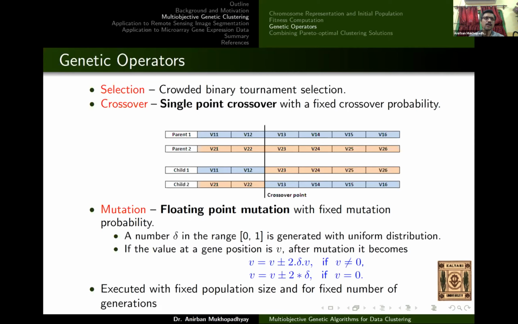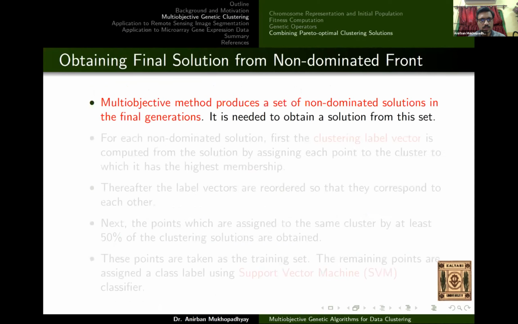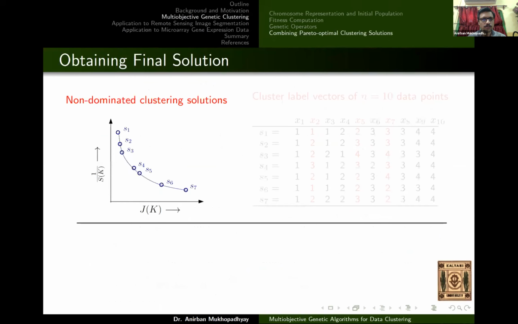As I said, it is very unlikely to get a single best solution that gives the best value for both the objective functions. The more practical case is that we obtain a set of trade-off solutions. Let me give you an example of a set of trade-off solutions like this. Suppose these are the final set of seven clustering solutions that we get. One objective function is the J value, another objective function is the reciprocal of the separation value. So both are minimization. Maximization of separation means minimization of the reciprocal.